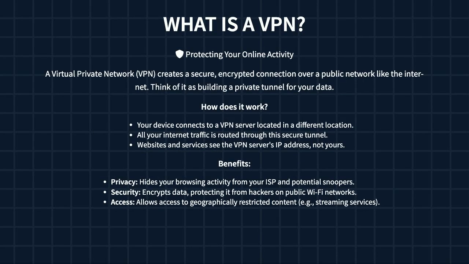Okay, let's talk about VPN, virtual private networks. Basically, a VPN creates a secure private connection for your internet activity. It's like building a secret tunnel through the public internet. When you connect to a VPN server, all your data travels through that encrypted tunnel, so websites only see the VPN server's address instead of yours. This helps protect your privacy and keeps your information safe, especially when using public Wi-Fi. They also let you access content that might be blocked in your location.